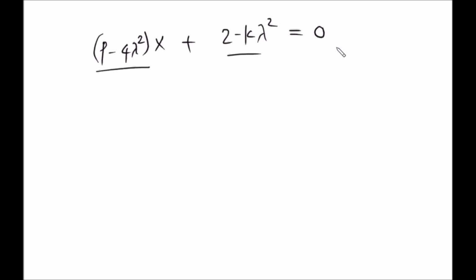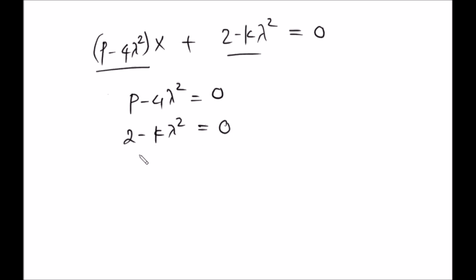Kwa hapa tutakuwa tuna p minus 4 alpha squared x jumlisha 2 minus k alpha squared yote ni sawa na nini? 0. So kwenye ile principle of undetermined coefficient tulisema if a polynomial vanishes for all values of x then the coefficients are 0. Kwa hiyo coefficient hapa ni hii p minus 4 alpha squared, maana itakuwa ni 0, na huyu 2 minus k alpha squared, hii sio alpha, actually ni lambda hivyo mimi nimeita alpha, so sorry, ila ni lambda. K lambda square ni sawa na 0.